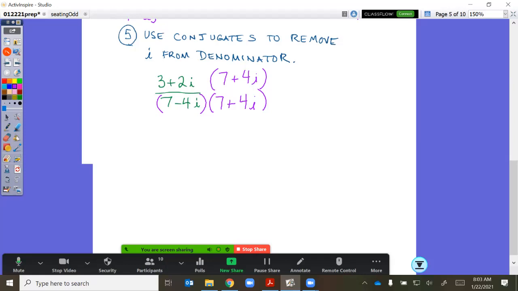Yeah, we have to do it. Whatever you do to the bottom, we have to do to the top. So I wanted to do it on the bottom. I have to do it on the top since I did it down there. I have to keep things balanced, right?